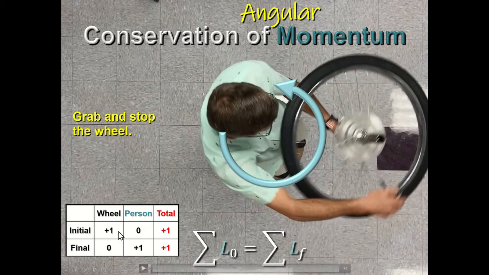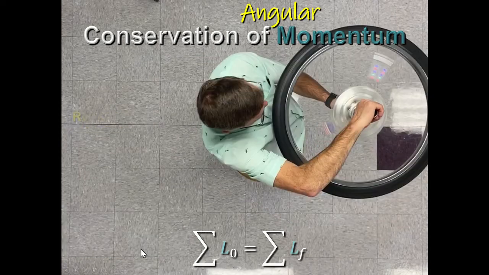So the wheel initially had positive angular momentum. It was going counterclockwise, and I was stopped. The total momentum before was positive 1. So afterwards, the wheel was stopped, and I began moving in that same direction. Total before equals the total after. I had 0, the wheel had 1; now the wheel has 0, and I got 1.